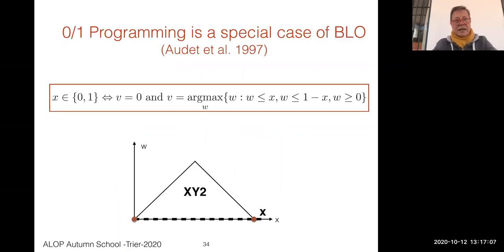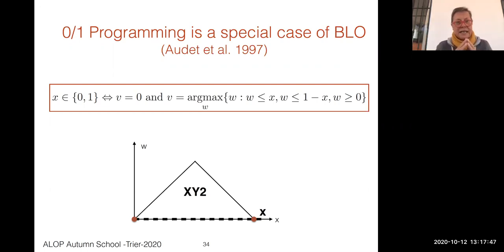The first thing I say is that one may think that this is the easiest class of bilevel optimization problems, but it is already hard. Just to give you an idea, this is an observation that was made in a paper by Charlodet and others in '97. In fact, one can see that 0-1 linear optimization is a special case of bilevel linear optimization.